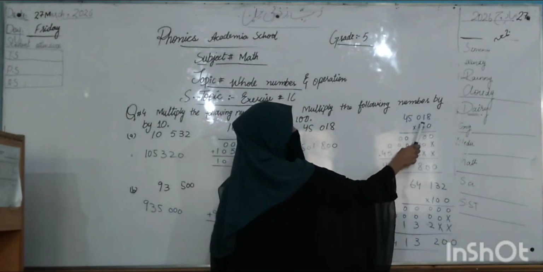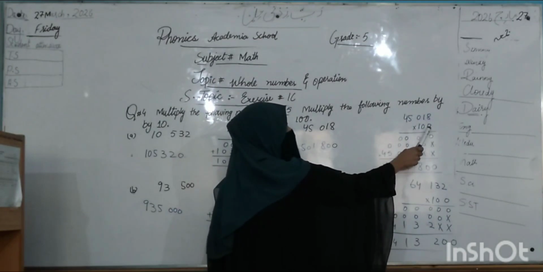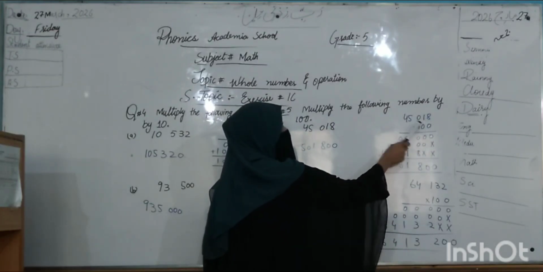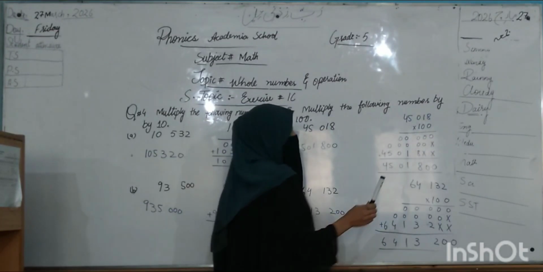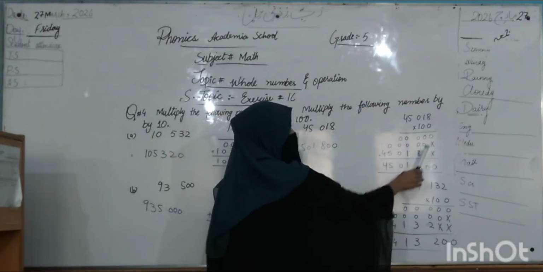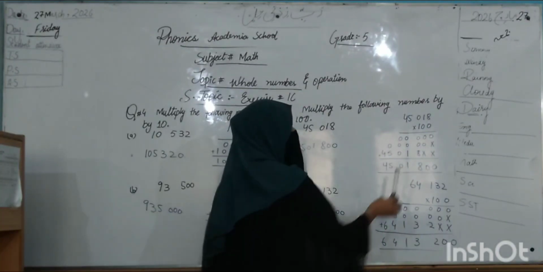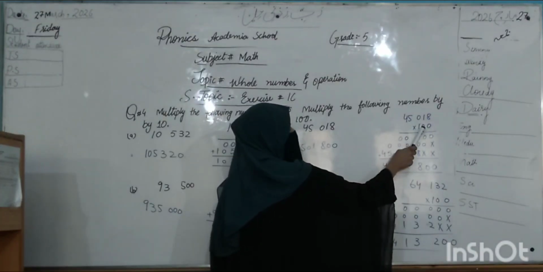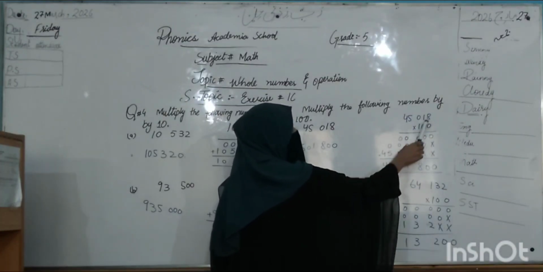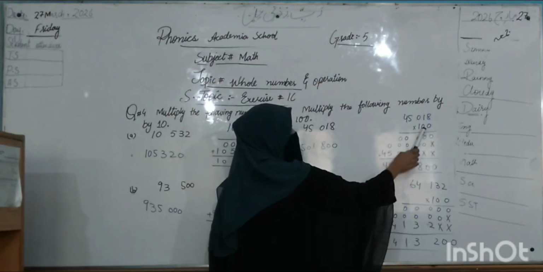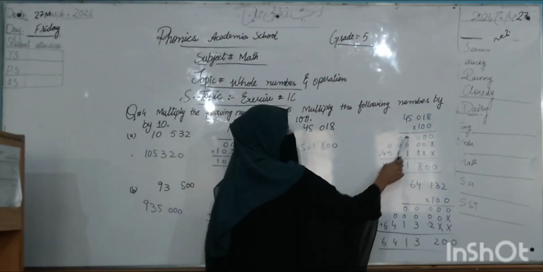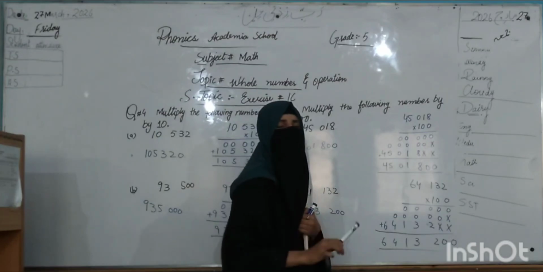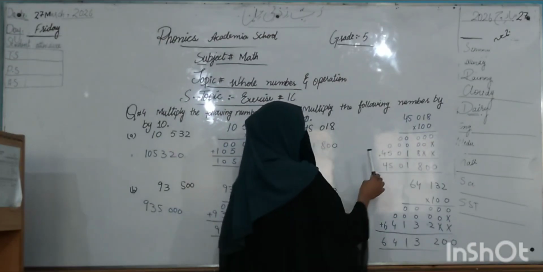So 45,018 multiplied by 100. 8 times 0 is 0, 1 times 0 is 0, 0 times 0 is 0, 5 times 0 is 0, and 4 times 0 is 0. According to the rule, after the first multiplication, before doing the second multiplication, first put your multiplication sign below the first value. Next do the next multiplication: 0 times 8 is 0, 0 times 1 is 0, 0 times 0 is 0, 0 times 5 is 0, and 0 times 4 is 0, because when you multiply any number with 0, the answer is 0.